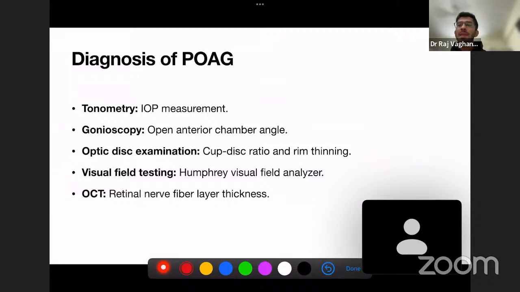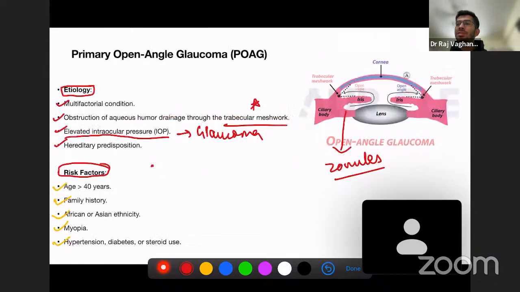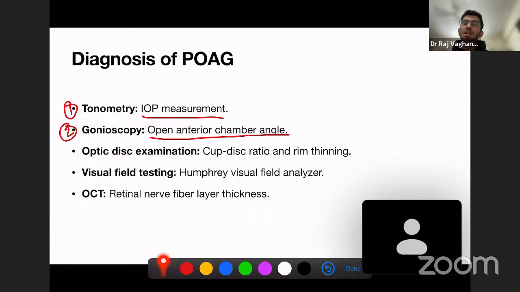Now, how do you diagnose primary open-angle glaucoma? I told you glaucoma, you can measure it with the help of your intraocular pressure measurement. This measurement is known as tonometry. Tonometry is done to measure your IOP, or intraocular pressure. Second is gonioscopy. Gonioscopy measures your open anterior chamber angle. This is the open angle. It is measured with the help of gonioscopy.